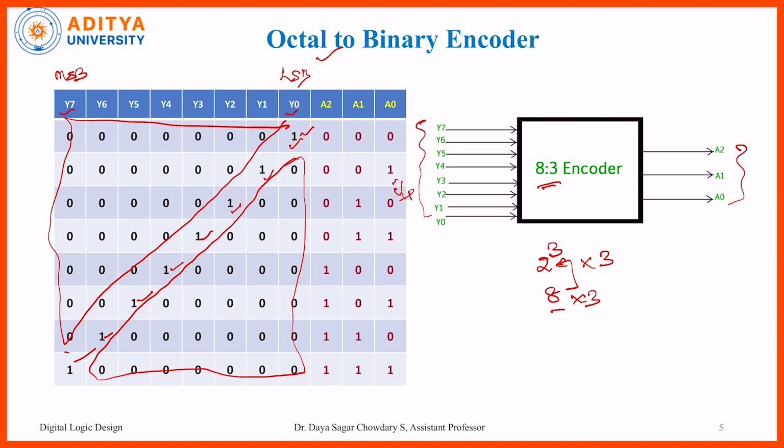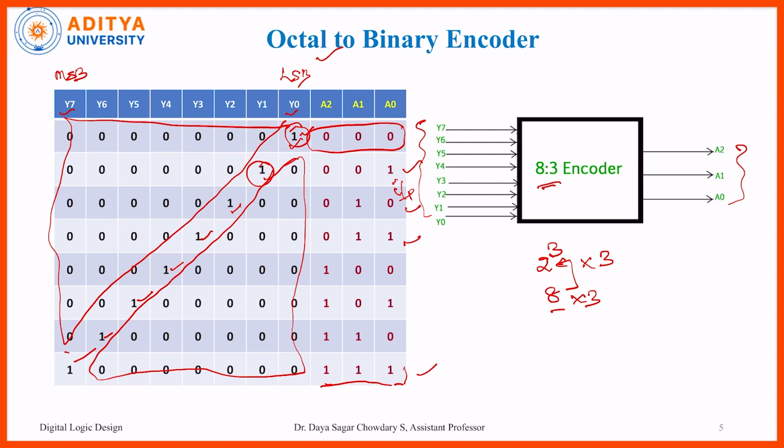For each of these ones we assign one binary combination, simply 0 0 0, 0 0 1, and so on up to 1 1 1. This is the simple combination represented as the binary combination. That means for each and every input enabled, we assign one binary combination. This is the simple conversion of octal to binary.